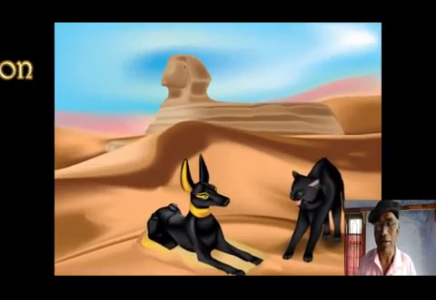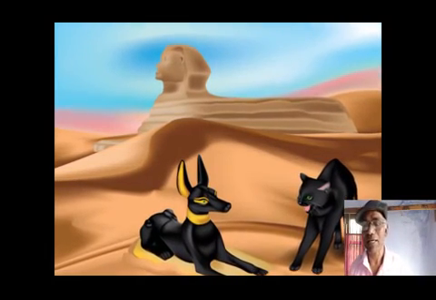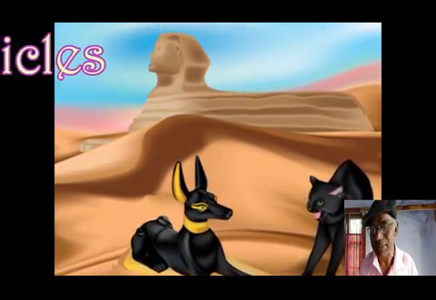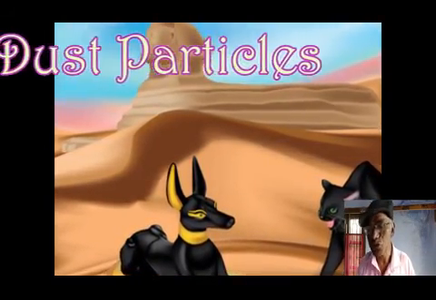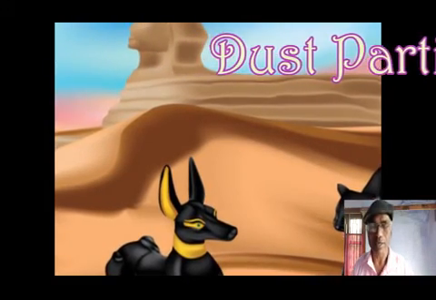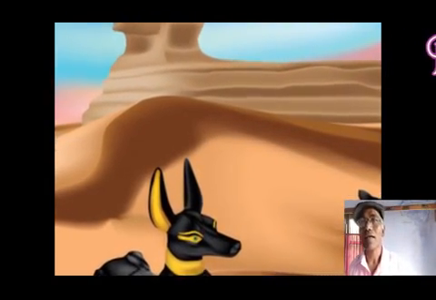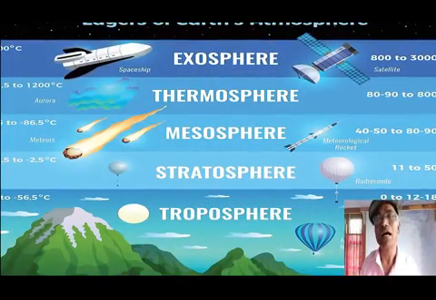The third component is the dust particles. These are the solid particles of dust, salt grains, smoke, soot, etc., which are collectively called aerosols. And now let us see what the layers of atmosphere are.